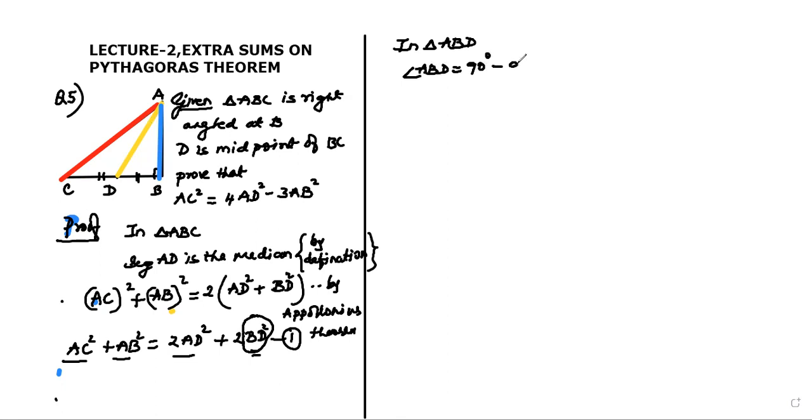So what will be popular? What will be Pythagoras theorem? Just have a look here. Now I want to get rid of BD square. So naturally AD square equal AB square plus BD square by Pythagoras theorem.